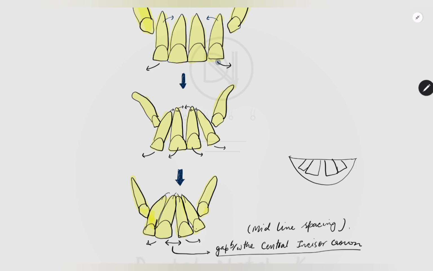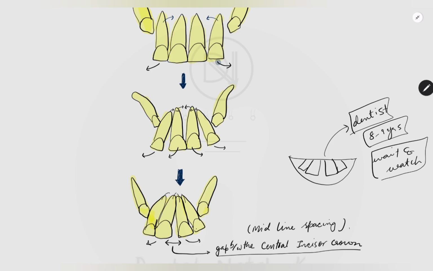The parents generally get apprehensive during this period and consult a dentist. When a dentist sees this condition in an 8 to 9 year old child, he must wait and watch, because this is a self-correcting malocclusion. It will get corrected on its own as soon as the canine erupts in the oral cavity. So let us see how this gets corrected.